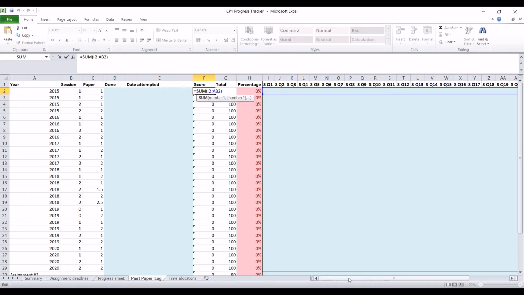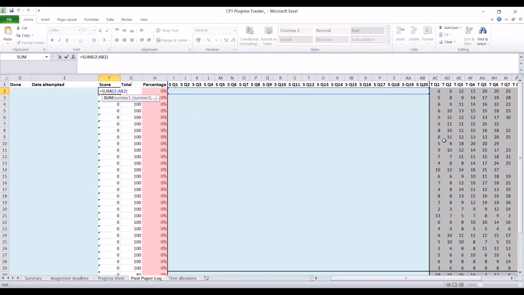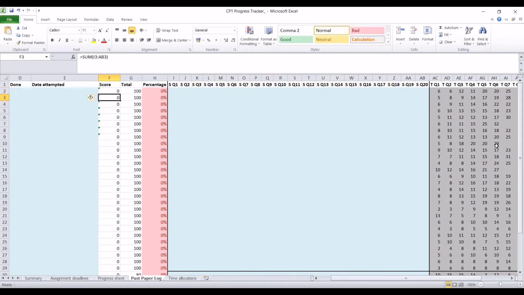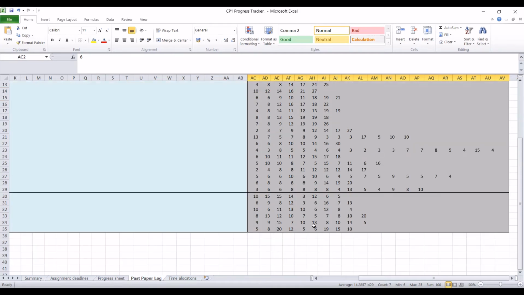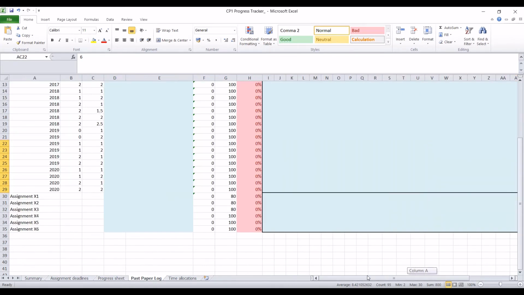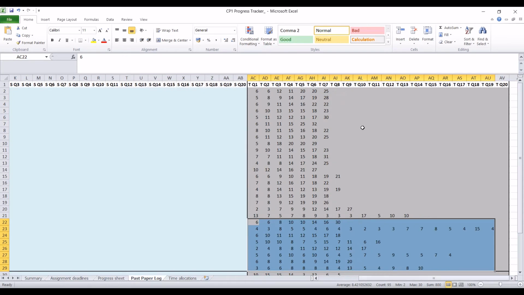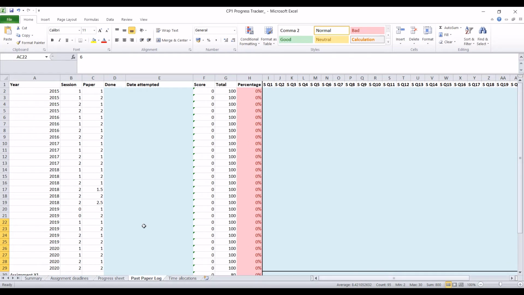So the score is the sum of the individual marks for each question. And then over here, I've got the total mark allocations for each question. So you can see that there's been a shift in the subject. In the past, they used to give very few questions with a lot of high marks for the last question. But then in the more recent years, they've started spreading the marks out a little bit more. So I've filled in the mark allocations for all the questions from 2015 up to 2020.